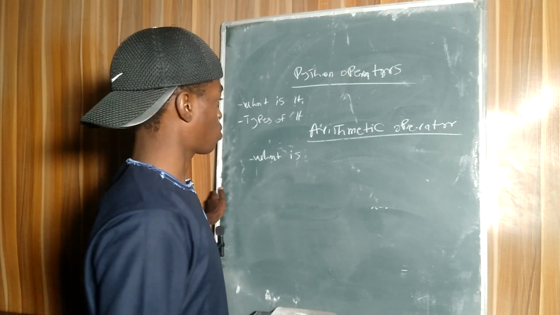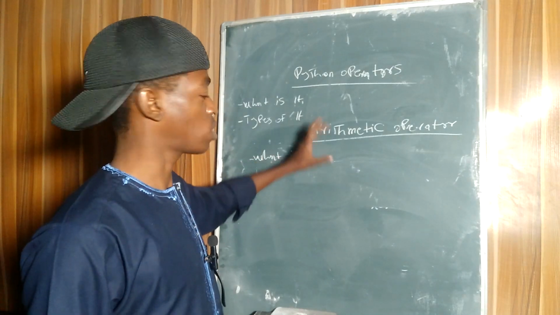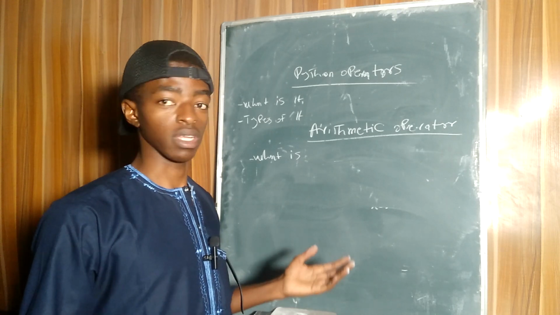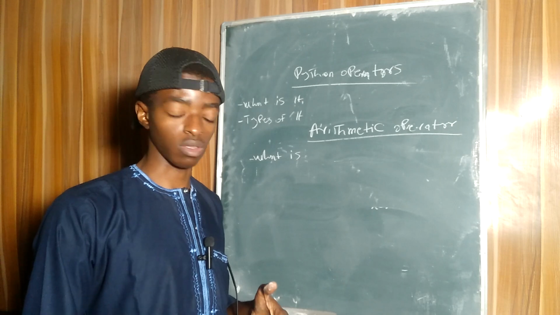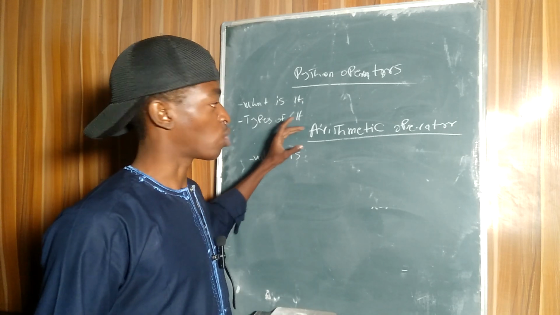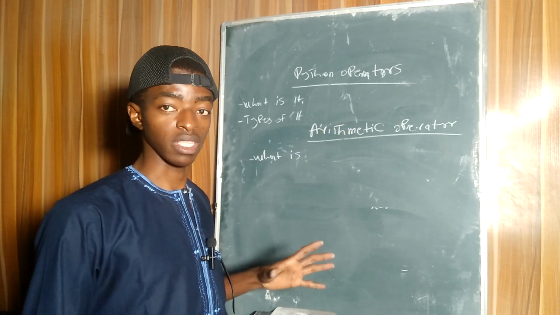So what is arithmetic operator? Arithmetic operator is just an operator that we use for calculation. Just like in mathematics, you use addition to add numbers, subtraction to subtract numbers, multiplication, division, and so on. So also in programming, we use arithmetic operators to compute those numbers mathematically.